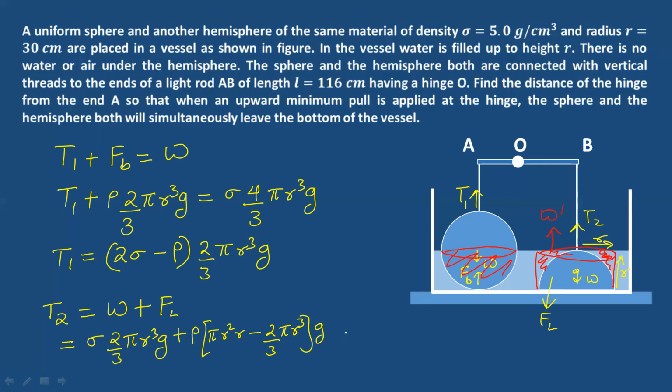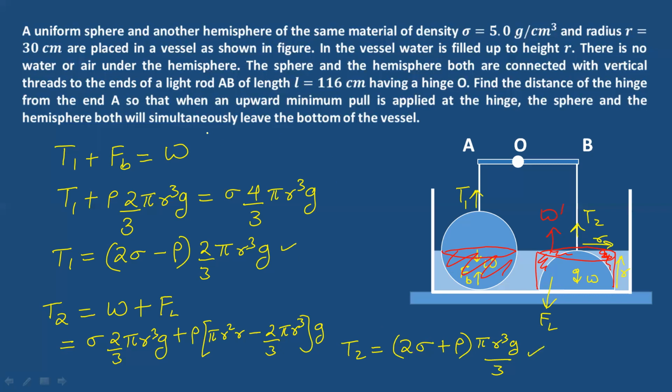All right. So when you solve this, what you would get is T2 is equal to, here you can see that this is pi r cube minus 2 by 3 pi r cube. So that is simply 1 by 3 pi r cube. All right. And you can take 1 by 3 pi r cube g common. So you would end up with (2 sigma plus rho) times pi r cube g by 3. All right. So that is your T2, and this is your T1 and T2.